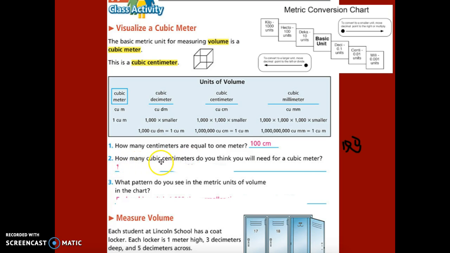Now the question is, how many cubic centimeters do you think we need to make a cubic meter? Remember what I said earlier. If we were just finding the area, we would do 100 times 100. But we're finding the volume, so we have to do 100 times 100 times 100. When I multiply those, I always like to count my zeros. There's 1, 2, 3, 4, 5, 6. So I do 1 times 1 times 1, which is 1, and then I add my 6 zeros. We end up with 1,000,000 cubic centimeters that take up 1 cubic meter.